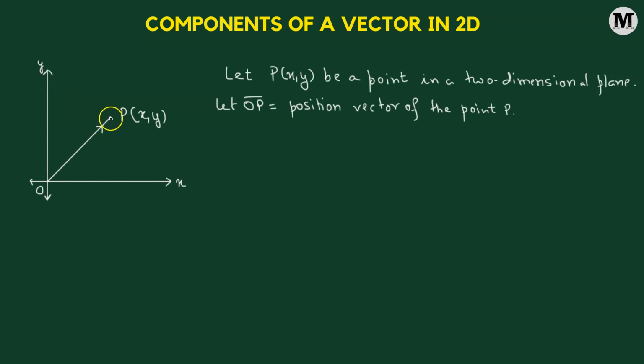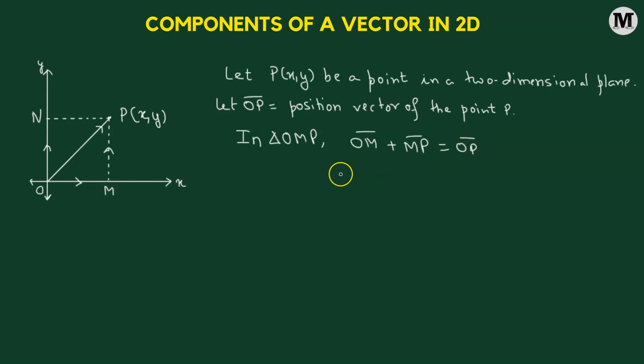For this, we'll drop a perpendicular from the point P on the x-axis as well as on the y-axis. Let's say the perpendicular meets the x-axis at the point M and meets the y-axis at the point N. Now we'll consider OM to be a vector going from O to M, ON to be a vector going from O to N, as well as MP, a vector going from M to P. Now let's consider the triangle OMP. In this triangle, we can apply the triangular law of vector addition to get OM vector added to MP vector equals OP vector.